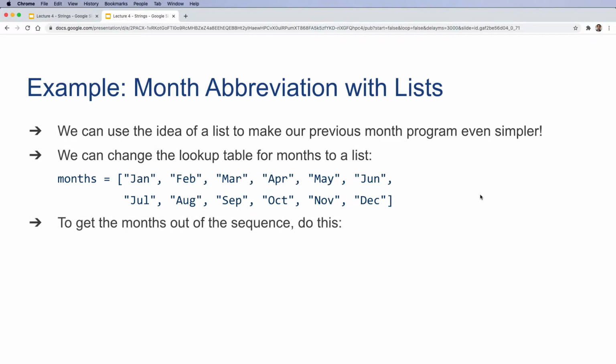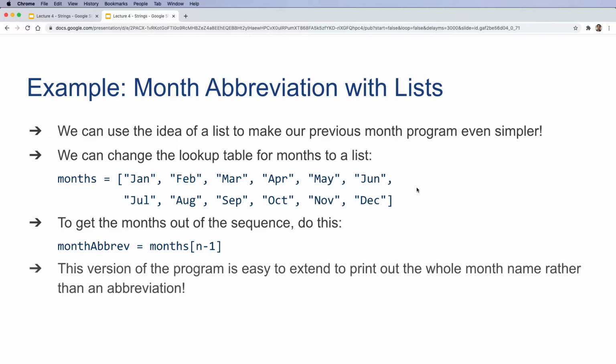And now to get the months out of the sequence, we could set month_abbrev to months, indexing by n minus 1. So if the user enters 1 as the month, we do 1 minus 1, which is 0, and that's January. If the user says 12, we say 12 minus 1, that's 11, and that's the index of this. So this version of the program is easy to extend to print out the whole month name rather than the abbreviation.